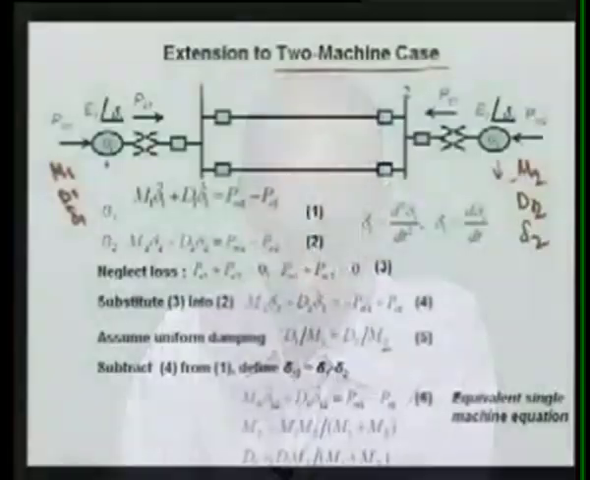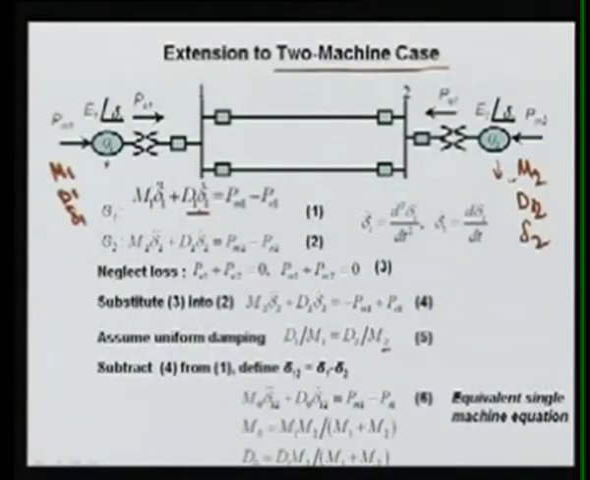So here the damping term is included. Normally till now we have ignored the damping because it is related to the speed of the system. So this is M1 delta 1 double dot, the double differentiation of delta 1, plus D1 delta 1 dot, which equals the mechanical power that is coming to this generator, PM1 minus PE1. Similarly for generator 2 we can write M2 delta 2 double dot plus D2 delta 2 dot, which will be equal to PM2 minus PE2.